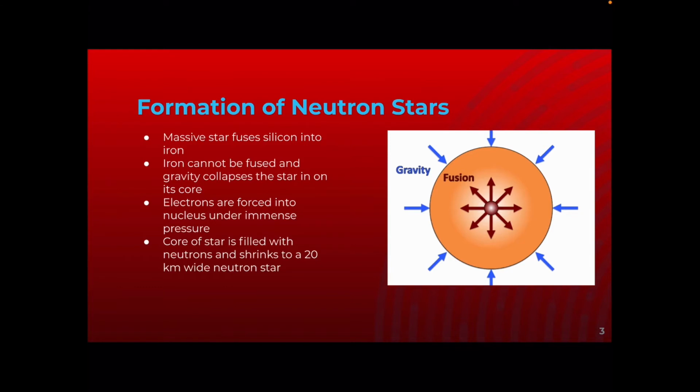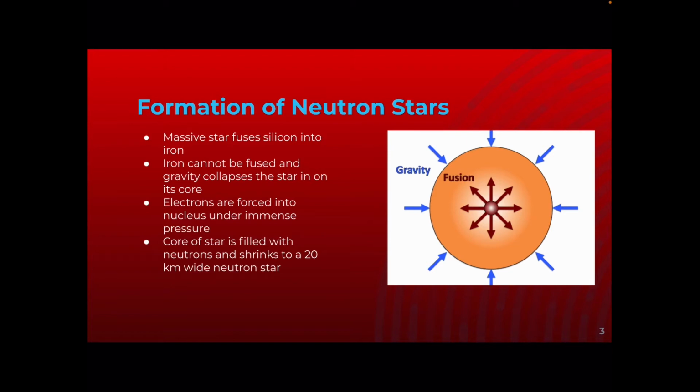Now that we have a general idea about what a neutron star is, let's look at how they're formed. Stars are in a constant battle between gravity crushing inwards and fusion fighting outwards. Massive stars fuse hydrogen into helium, helium into carbon, carbon to nitrogen, and eventually silicon into iron. Iron can't be fused. Without anything to fuse, gravity wins and the star collapses in on itself.